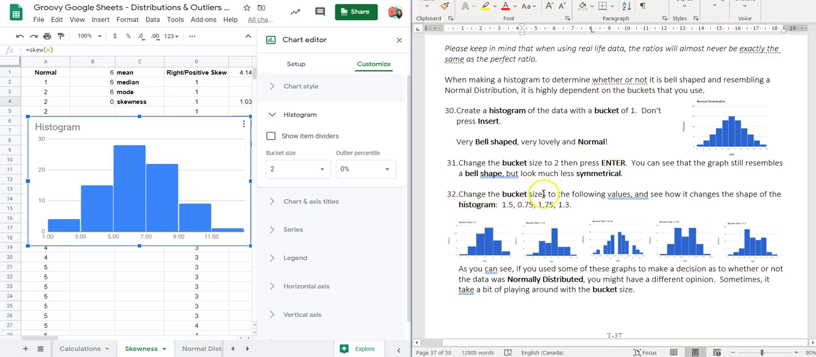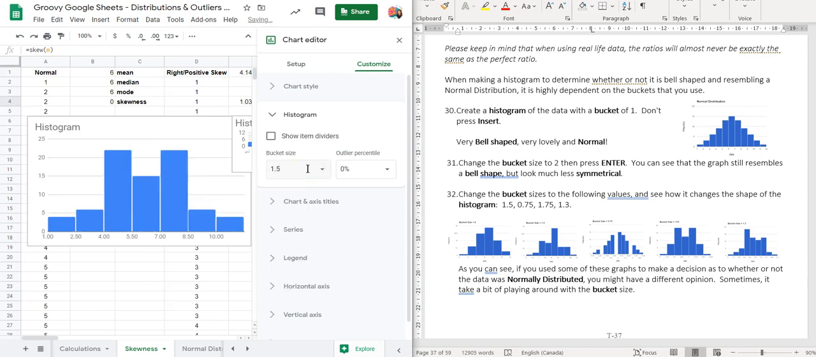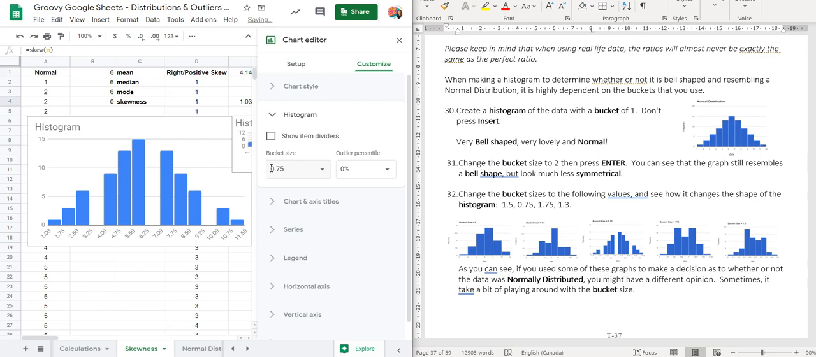Now change the bucket sizes to each of the following and see how it changes the shape of the histogram. If we make the bucket size 1.5, we've got something that looks bimodal. Not very normal at all. If you change it to 0.75, you got something that is often called a comb, like C-O-M-B, almost like brushing your hair with a comb, because you kind of have gaps in between. So this is often called a comb distribution.